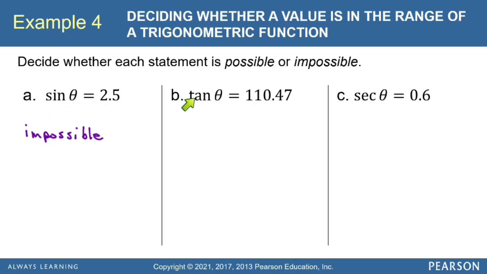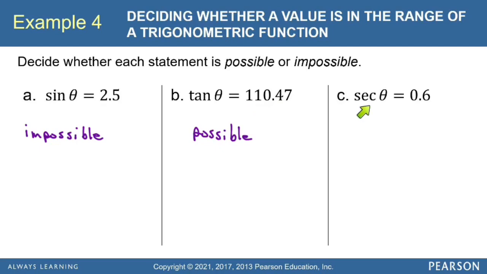And then in part B, is it possible for the tangent of an angle to be 110.47? And we know that tangent and cotangent can both exist anywhere on the number line, so any number can be a tangent value, and therefore it is possible for an angle theta to have 110.47 as its tangent value.